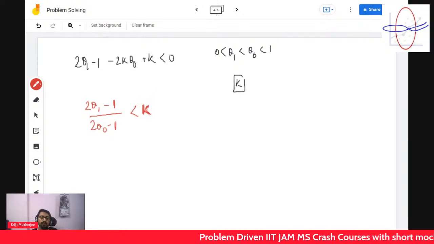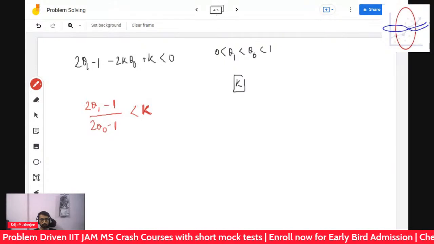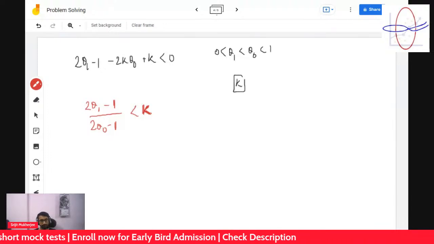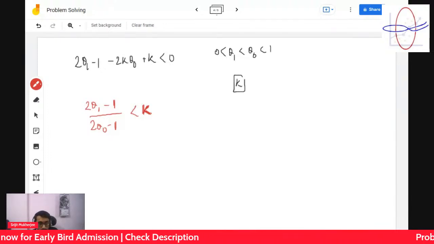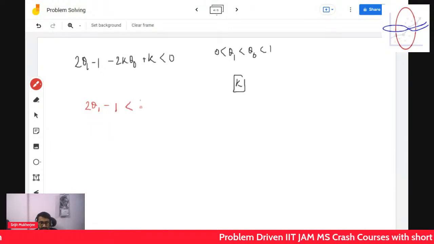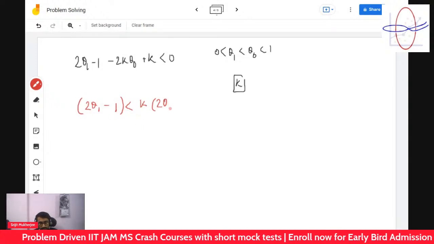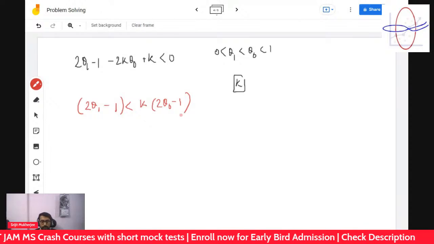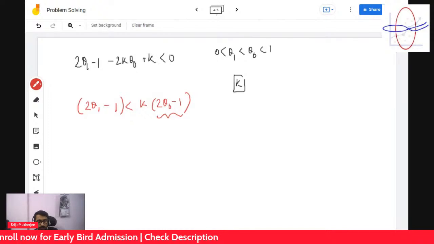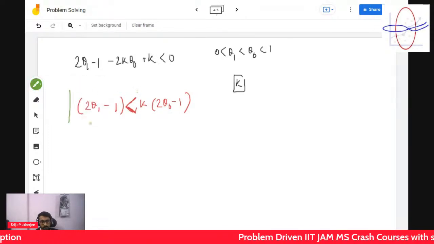This is equivalent to this, right? Yes, and theta 1 will be between 0 and 1, so I made a mistake. This is the idea. So we don't know whether this is less than 0 or not. So we need to have two cases. You see that this is the case.